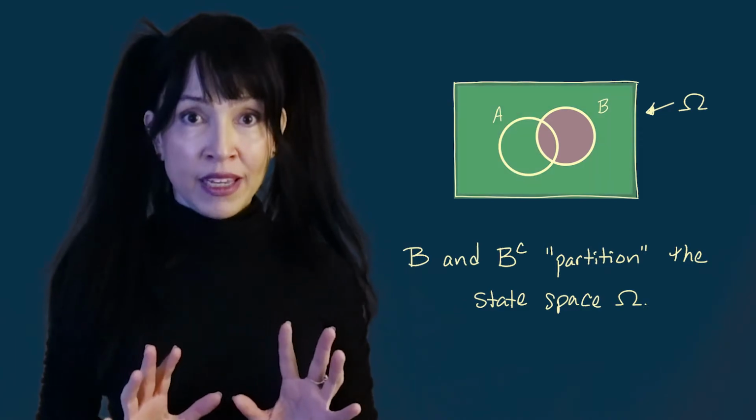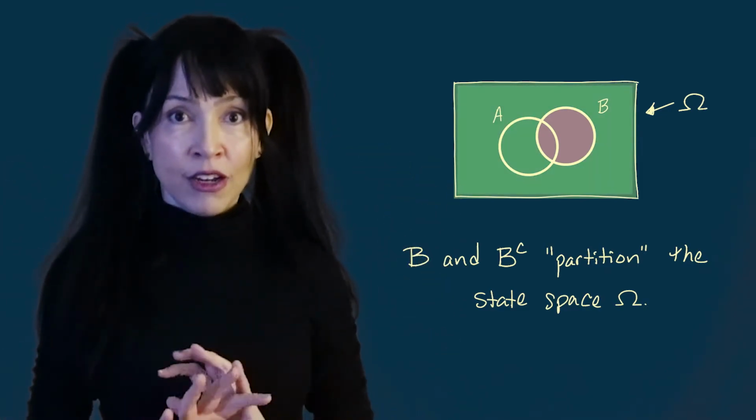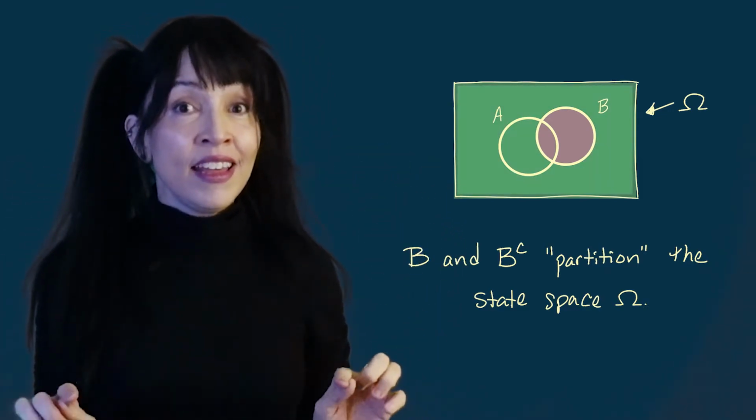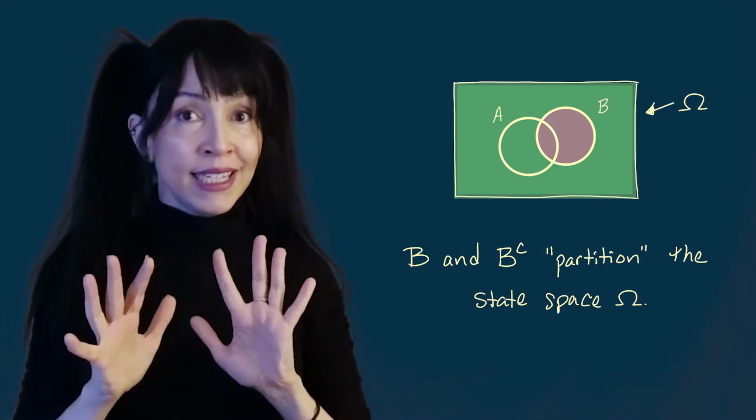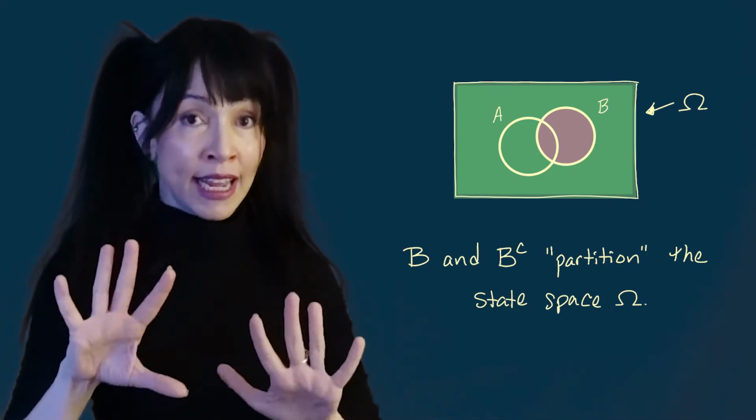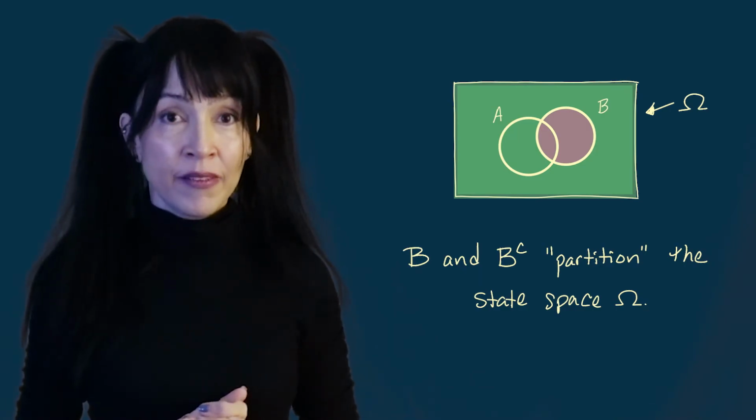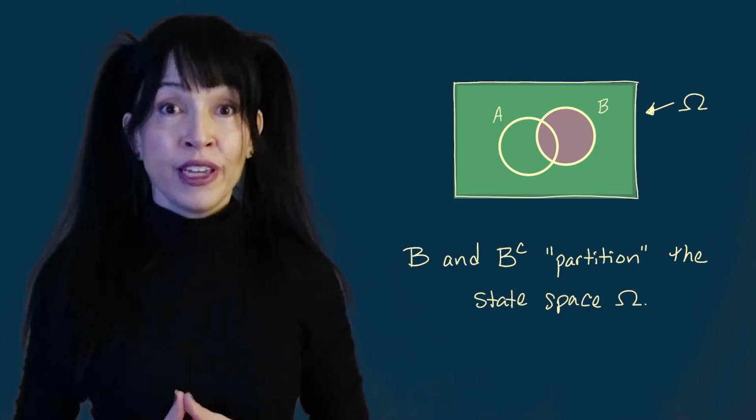Now we were able to write the area for A as the part that intersects B and the part that's outside of B. And note that the set B and the complement of B partition the whole space omega. They are non-overlapping pieces, and if you union them together, you get the entire omega. And we can do this a little more generally.